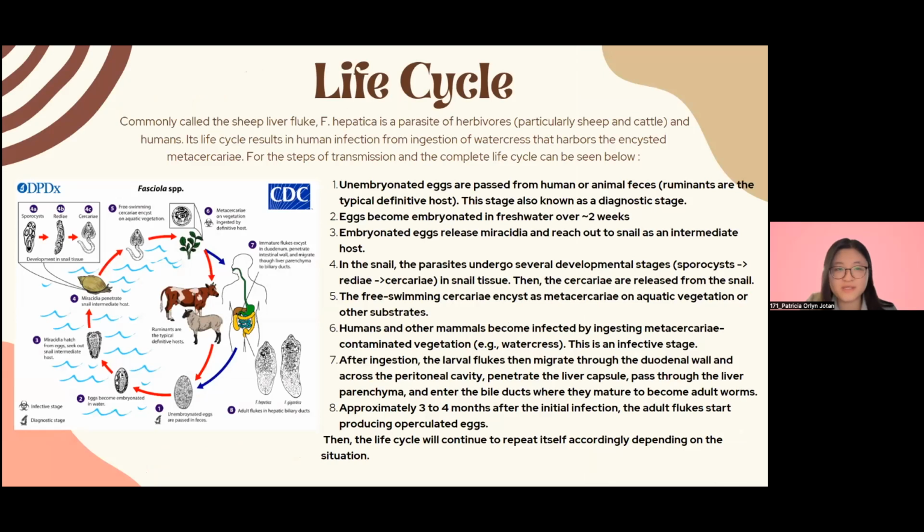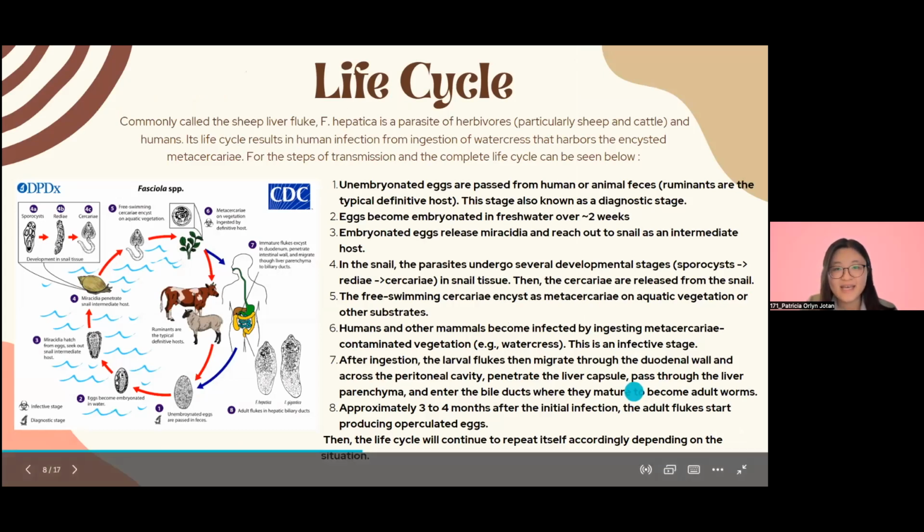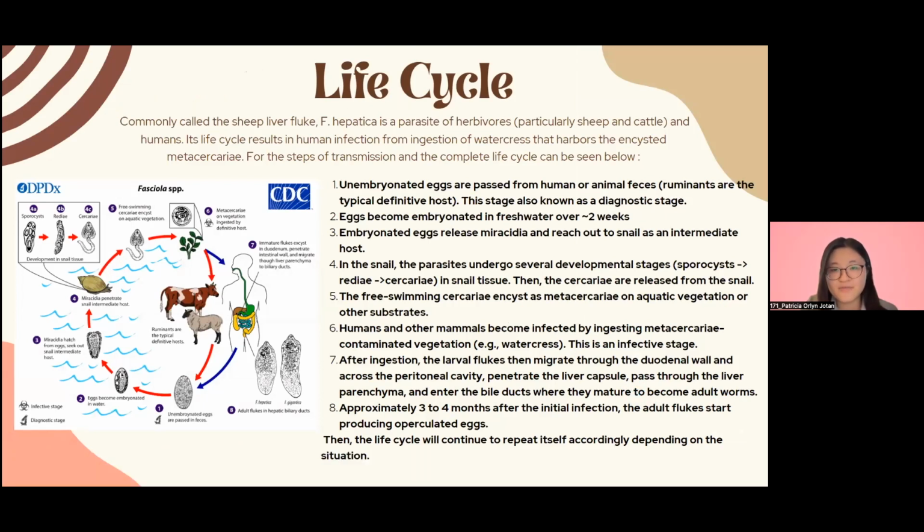Let me introduce myself. My name is Patricia Orlyn Jotan. Now I'm going to explain its life cycle, also called the sheep liver fluke cycle. Fasciola hepatica is a parasite of herbivores, particularly sheep and cattle, and humans. Its life cycle results in human infection from ingestion of watercress that harbors encysted metacercariae, and the steps of transmission and the complete cycle can be seen below.